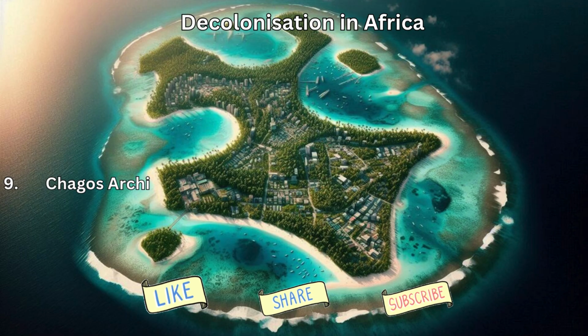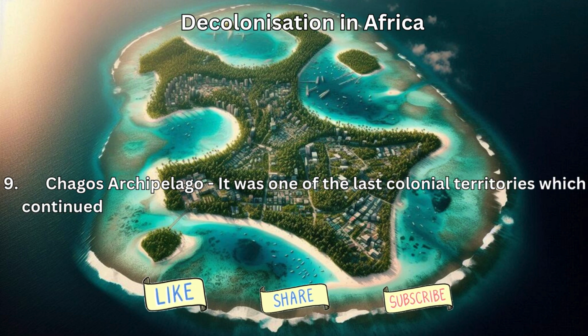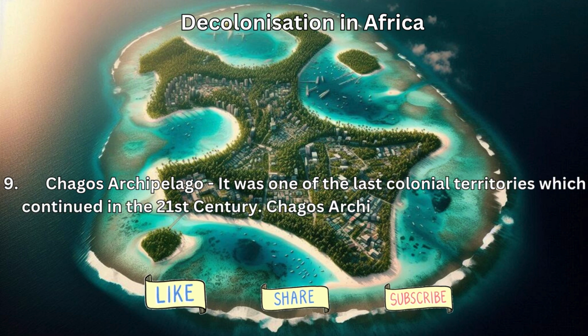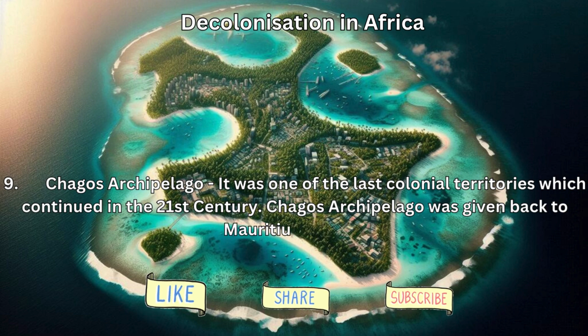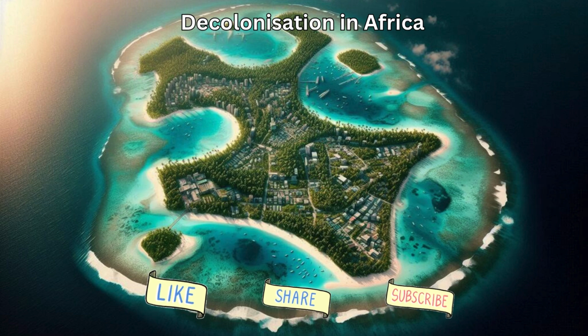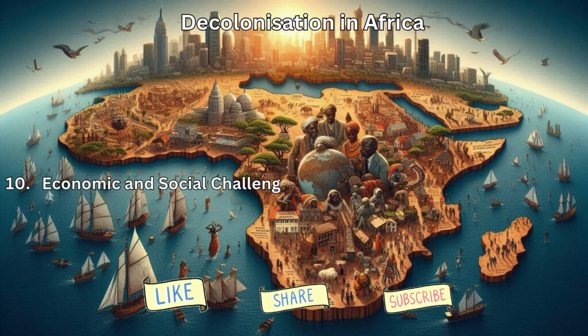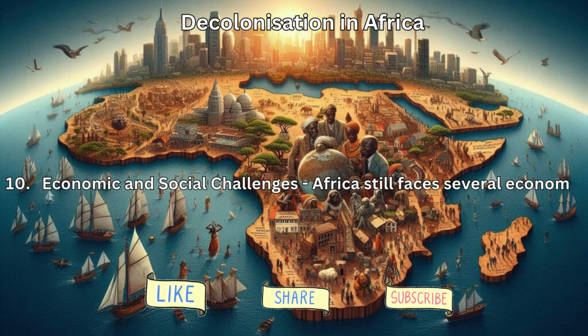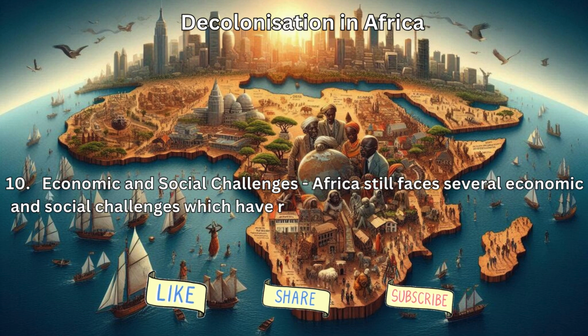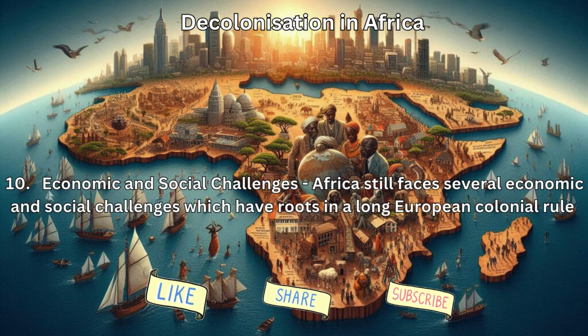9. Chagos Archipelago. It was one of the last colonial territories which continued in the 21st century. Chagos Archipelago was given back to Mauritius in 2024. 10. Economic and social challenges. Africa still faces several economic and social challenges which have roots in a long European colonial rule.